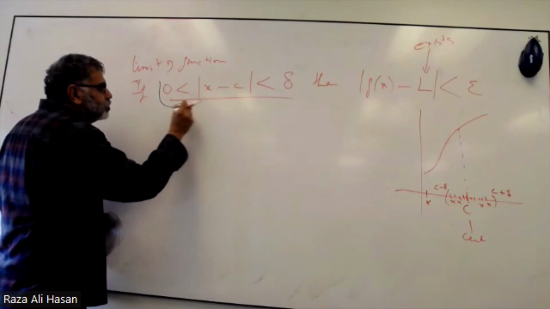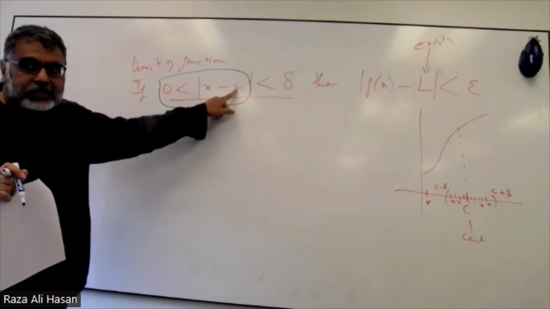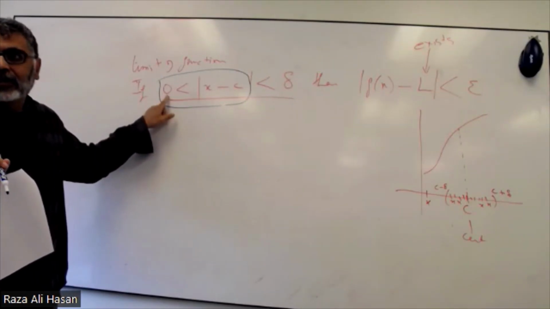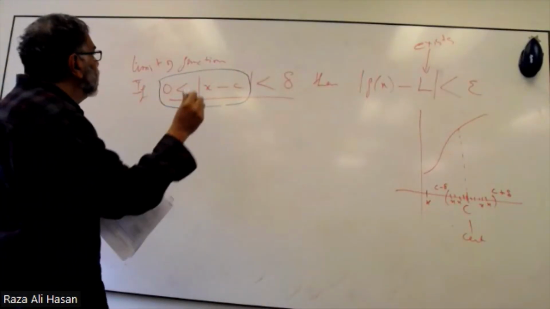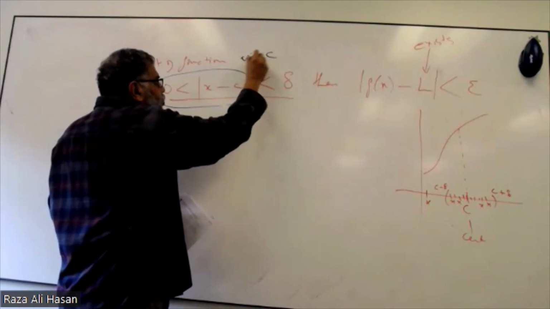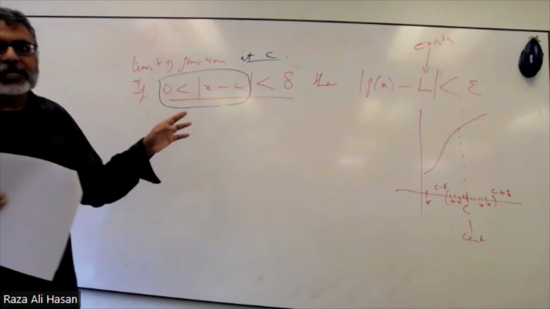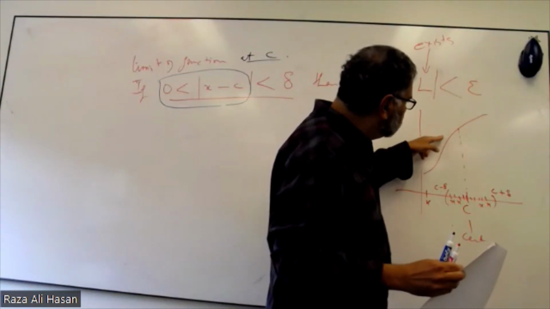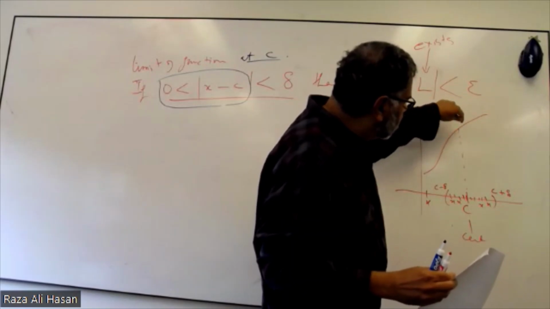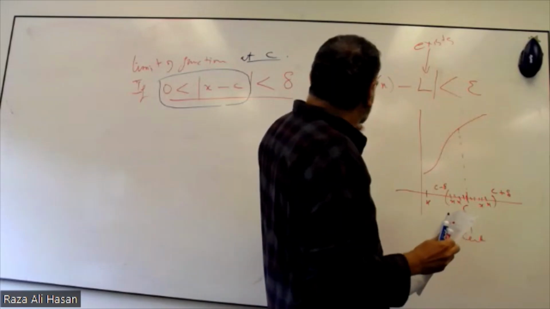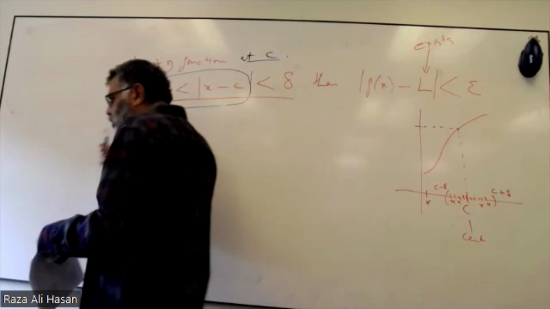Well, what is this part saying? This part is saying that the difference between x and C better be greater than 0. C is the center point because this is the limit of a function at C usually, right? So C is the point of interest. We want to know, as the function values go from the left towards this point and from the right towards this point, does the function approach some number?